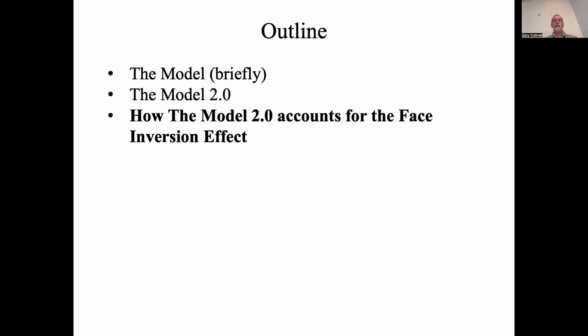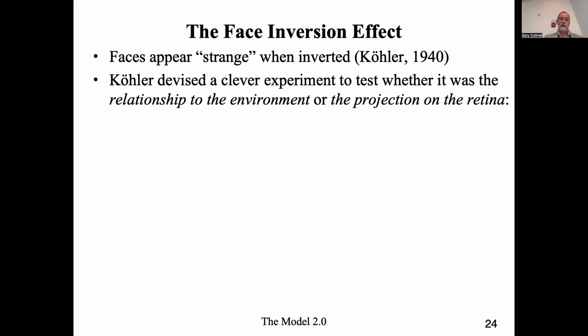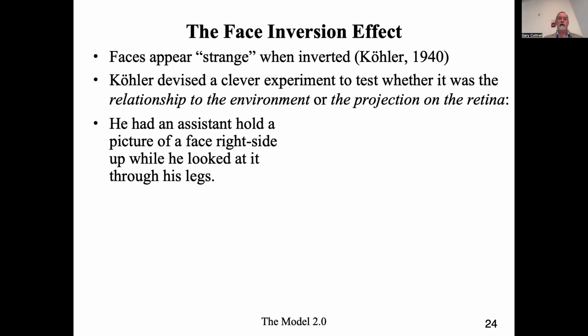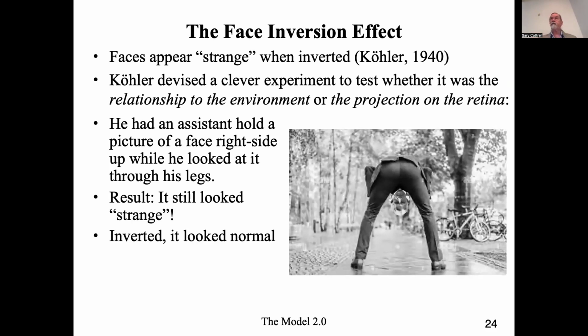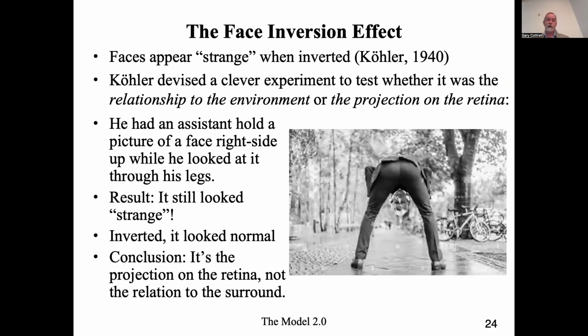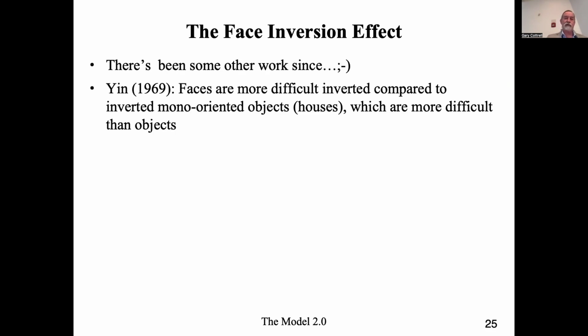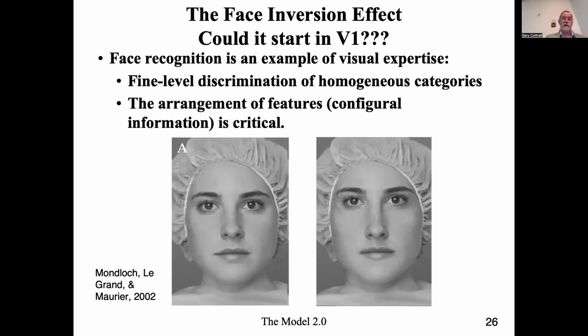Okay, so now I want to talk about how this accounts for the face inversion effect. Kohler, one of the first Gestalt psychologists, noticed that faces looked weird upside down. And as a Gestalt psychologist, he wanted to know, is it because of the disruption of the face with its surrounding context, or is it something about its projection on the retina? So he devised this clever experiment where he looked through his legs while an assistant held a picture of a face right side up, and it still looks strange, but inverted it looked normal. So he concluded it's the projection on the retina, not the relation to the surround. There's been some other work since. I'll skip over this. But so could the face inversion effect start in V1?